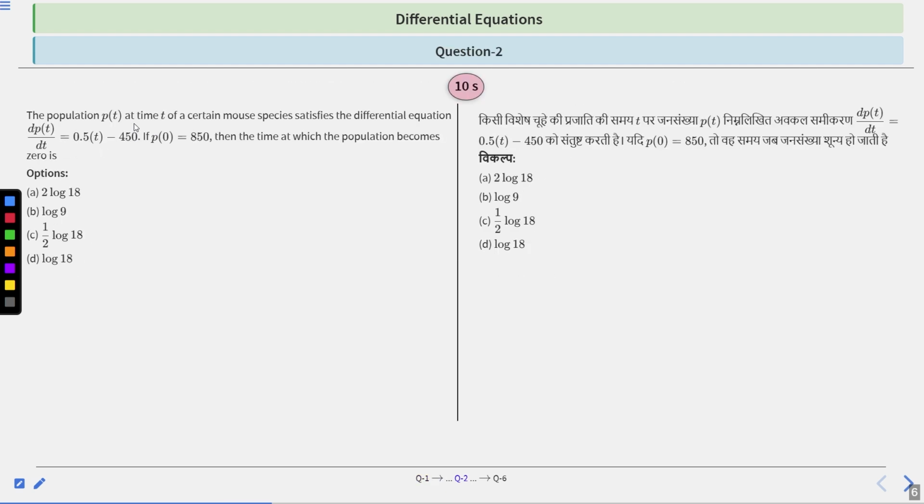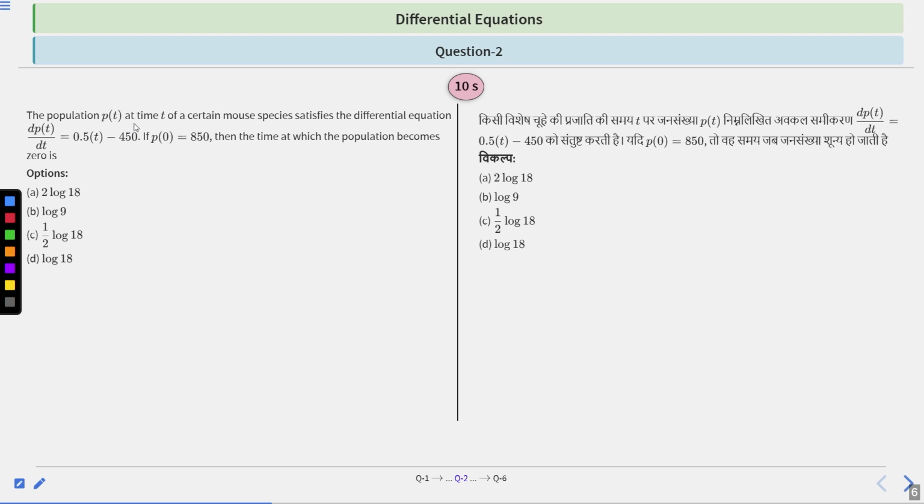Got it? Let's move to the next question, question number 2, which says: the population P(t) at time t of a certain mouse species satisfies the differential equation dP(t) upon dt is equal to 0.5 P(t) minus 450, and if P(0) is equal to 850, then the time at which population becomes 0 is.